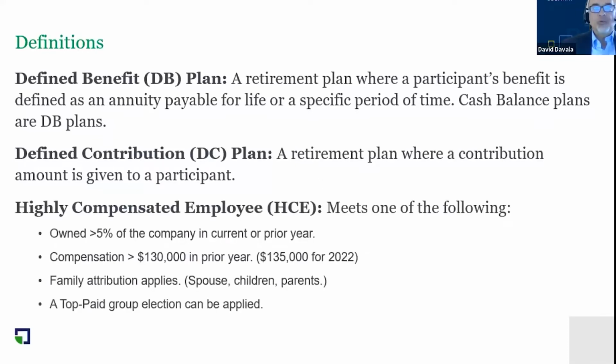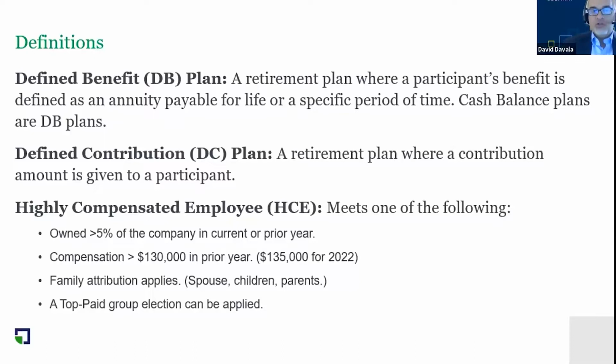Highly compensated employee. This is an important concept when we look at cross-testing. To be deemed highly compensated, a participant must meet one of the following: owned more than 5% of the company in the current or prior year, or compensation greater than $130,000 in the prior year. This $130,000 is a threshold, and it is indexed for inflation.